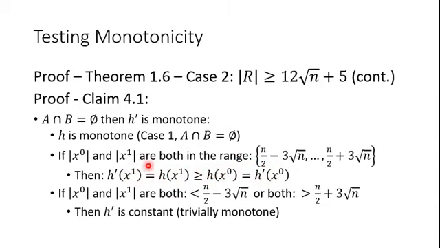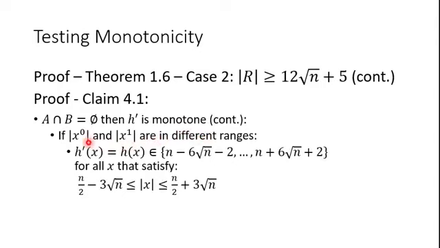Now if the Hamming weight of x0 and the Hamming weight of x1 are both in the range of being very low, or both in the range of being very high, then we know in these two ranges that H prime is constant. It gets a constant value. So of course it's trivially monotone if they are both together in one of these ranges.